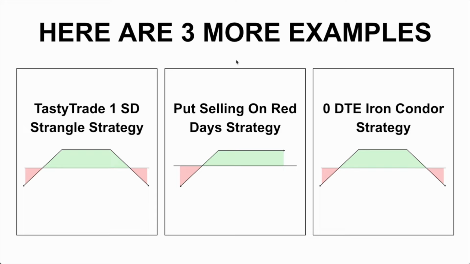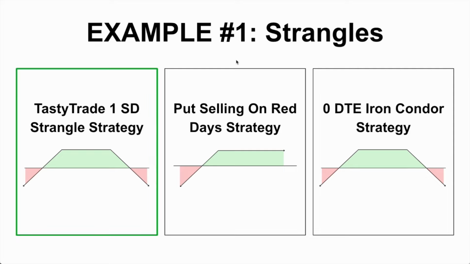But I also wanted to give you some more examples because you may be saying, Austin, that's cool, but I trade like this. I trade ratio spreads. I sell puts. I do strangles. I do XYZ. Whatever it is, I want to give you 3 more examples to show you how this can work for you. So we'll be diving into a 1 standard deviation strangle. I'll show you how to do put selling on a red day. And for my 0 DTE traders, I'll show you how to set up a 0 DTE iron condor strategy.